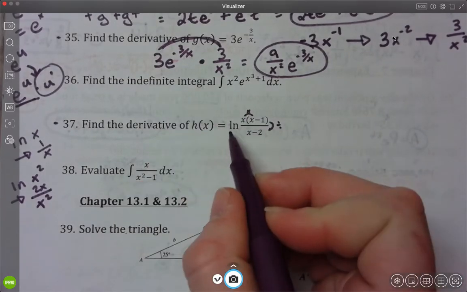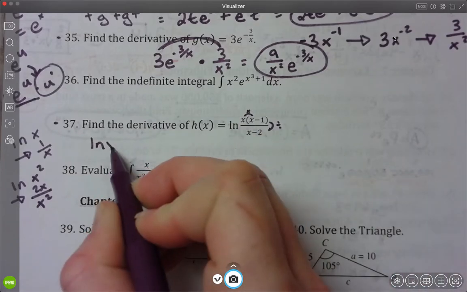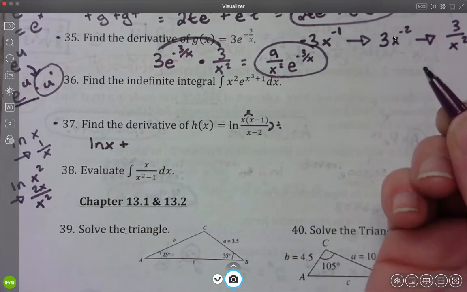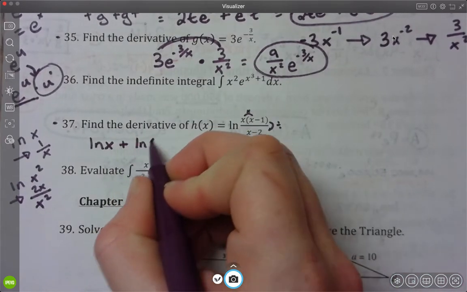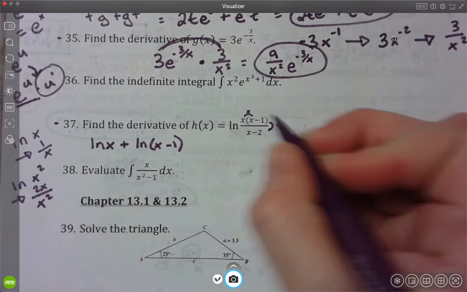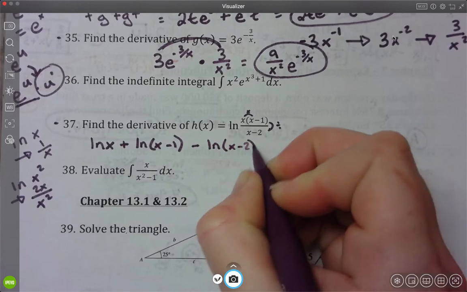So ln of x is what I'm going to start with, okay? Ln of x, okay? Then I have plus, because that's multiplied together. Then I have ln of x minus 1, okay? And then, since this is being divided, I can do minus ln of x minus 2. Okay, so that kind of makes everything really nice.